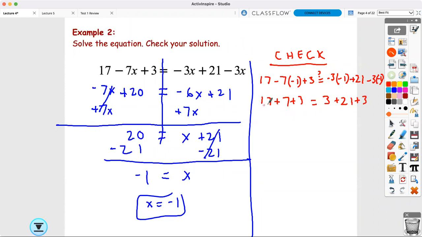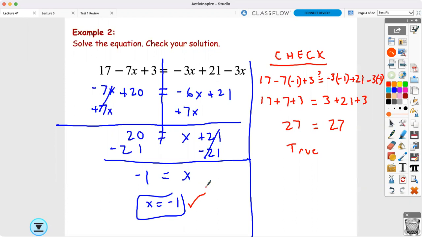So combining those, 17 plus 7 is 24, plus 3 is 27. Over here, we had 3 plus 21 is 24, plus 3 is 27. Read this statement, 27 equals 27. That is true. Therefore, confirming that negative 1 is the solution. And if we submitted that as our answer on the homework, we will get a well done. Great job.